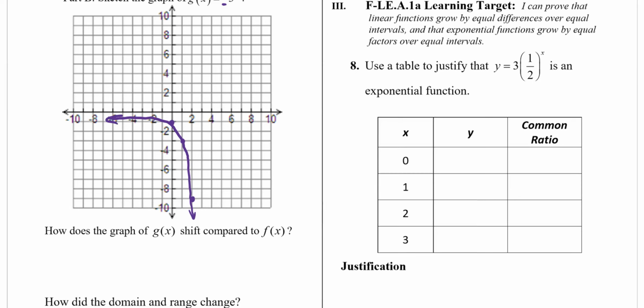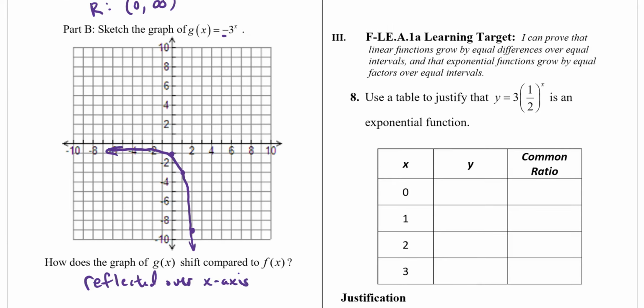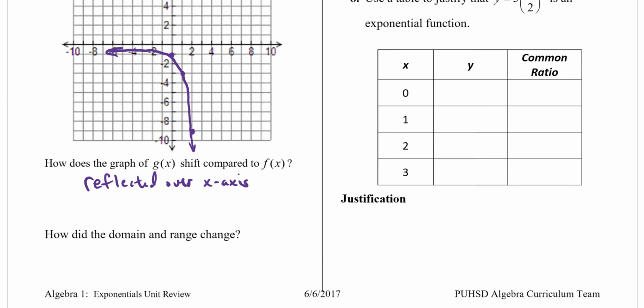How does the graph of g shift compared to f of x? Well, reflected over the x-axis. And we also could have used our graphing calculator to graph that function to make sure. How did the domain and the range change? Well, the domain is still negative infinity to infinity. That doesn't change. The range, though, now has a highest point, and it stops at 0. So it goes from negative infinity to 0.